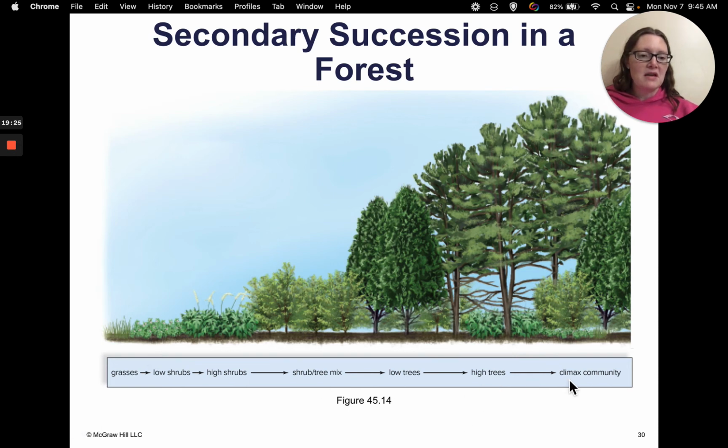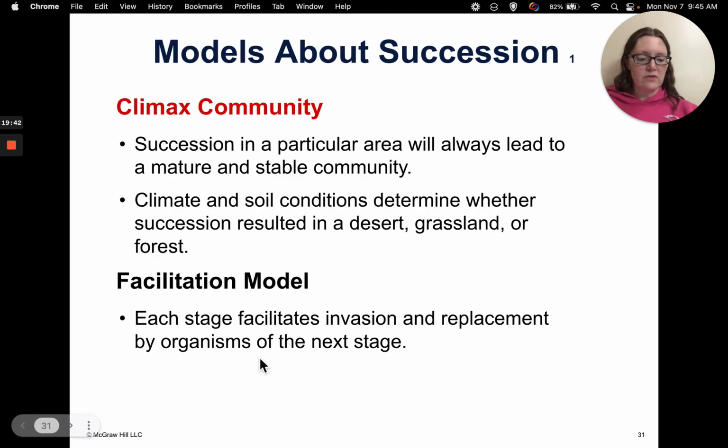Climax community is a mature forest that's stabilized and well developed. And that's what eventually we're hoping to reach in many of these secondary successions. And so secondary, of course, already has soil present. So climax community: succession in a particular area will always lead to a mature and stable community, and that's what we're looking for. Climate and soil conditions determine whether succession results in a desert, grassland, or a forest.